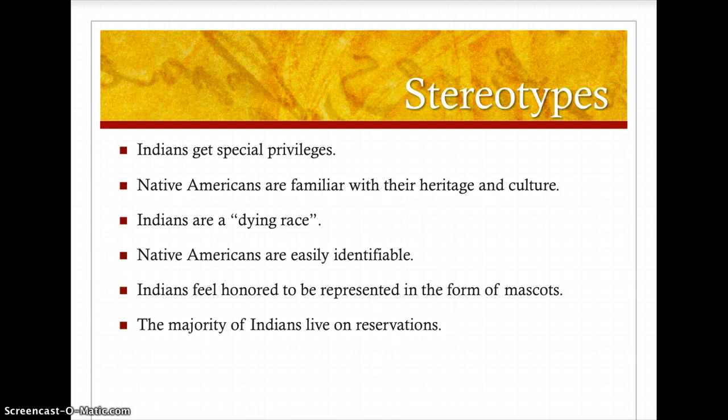Sports and school mascots are considered very offensive to Native American people. And as previously stated, more than half of the United States Indian population reside in suburban areas today.